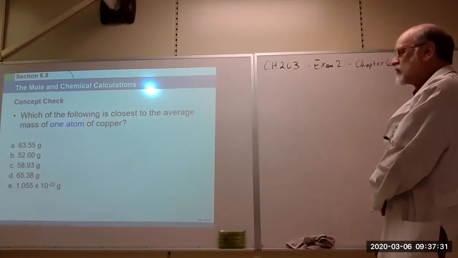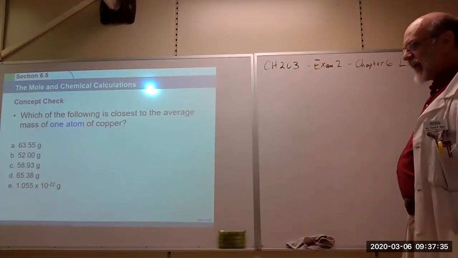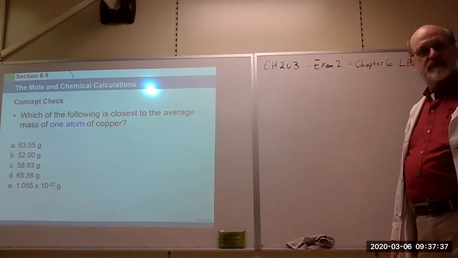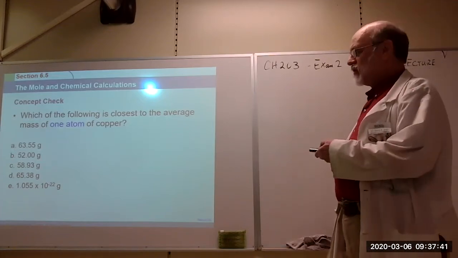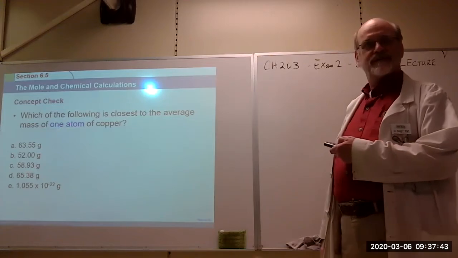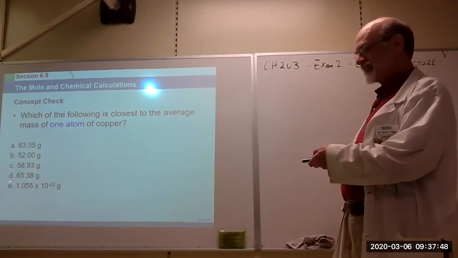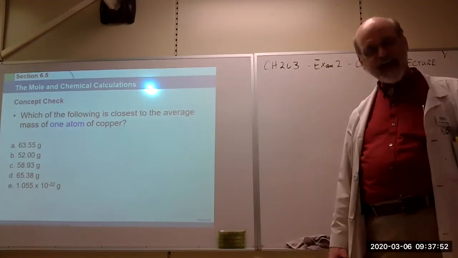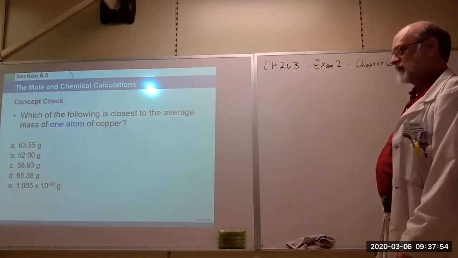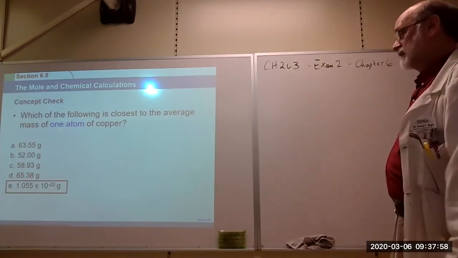Which of the following is closest to the average mass of one atom of copper? Well, we could calculate it, or we could use some test-taking techniques and logic. How many atoms do you know that are going to weigh a gram each? None, right? So that's the only possibility right there. A very tiny, tiny, tiny weight would be characteristic of one atom of copper. But you can calculate it.